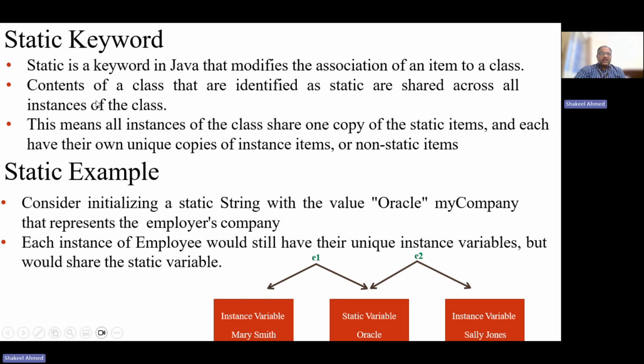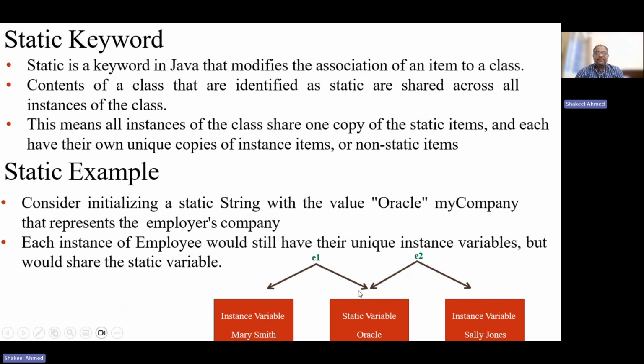Static is a keyword in Java that modifies the association of an item to a class, that is, how it is defined and how it is referred. The contents of a class that are identified as static are shared across all the instances of the class. Let me jump directly to an example here. We have two employee objects, e1 and e2. Now we have two different instance variables, the first name and the last name that you previously saw. The instance variables were Mary and Smith, the first name and the last name, and for the other object the instance variables were Sally and Jones.